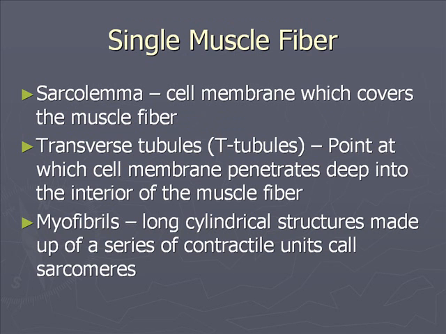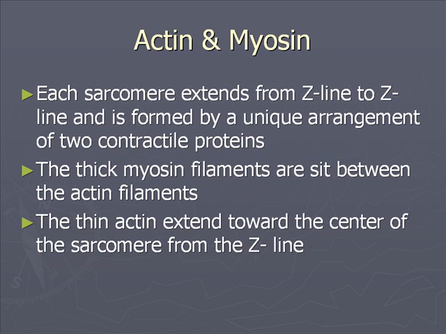Now, the sarcolemma is the cell membrane which covers the muscle fibers. There are also points of attachment where cell membranes will penetrate deep into the interior of the muscle fiber. That's referred to as the transverse tubules, sometimes referred to as T-tubules. And then there are myofibrils, indicative of muscle fibers. Myofibrils are long cylindrical structures made of a series of contractile units, and again the contractile units are the sarcomeres, as I showed you a little bit earlier in the illustration. Two protein fibers that are key in muscle functioning are actin and myosin.